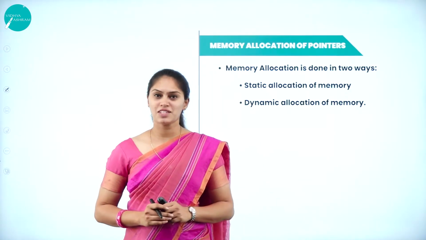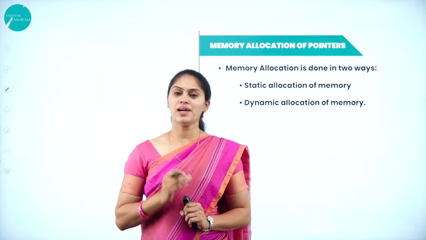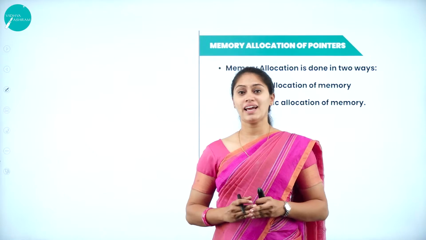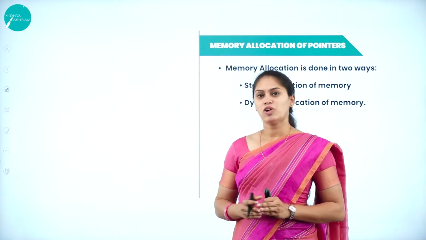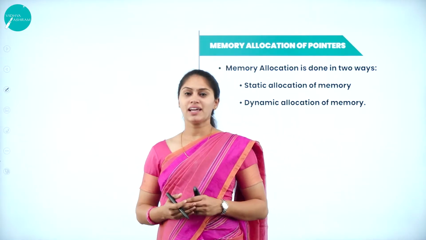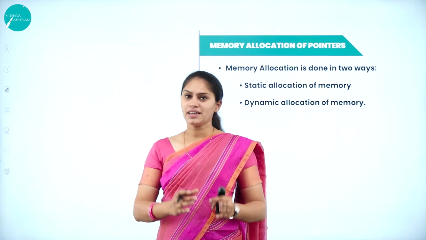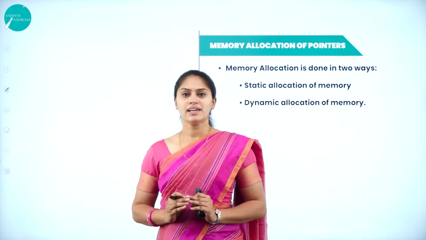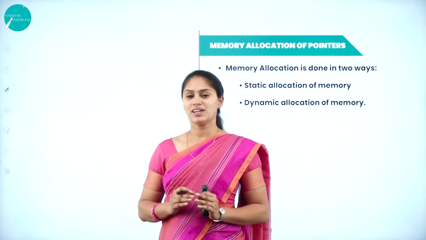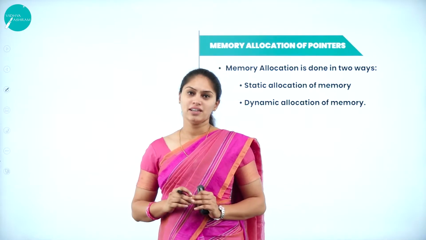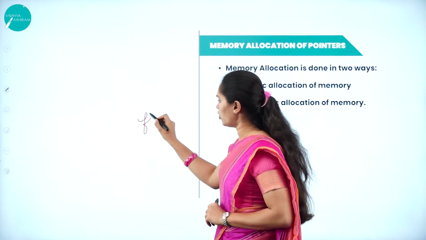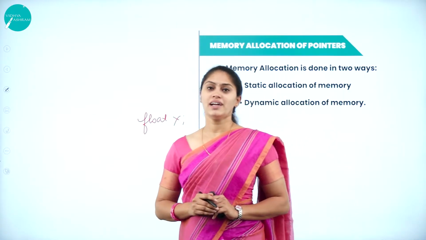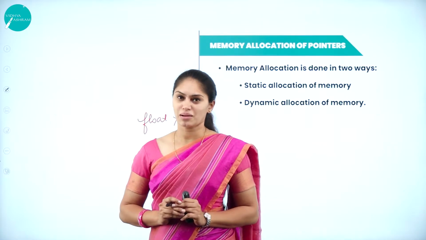Let me move on to the next topic, that is memory allocation of a pointer. For example, a pointer is also a variable. When you declare any variable, a particular amount of memory will be allocated to that variable, based on the data type that you are going to take. For example, if I have float x, how many bytes of memory are allocated? I want you to comment on that in the comment section.